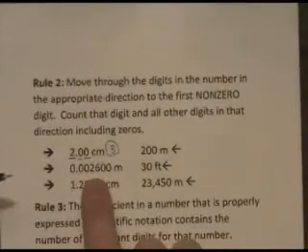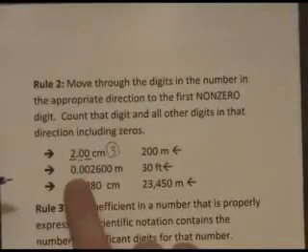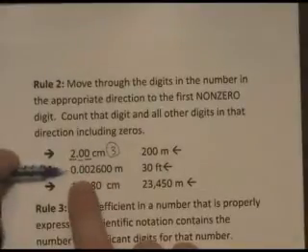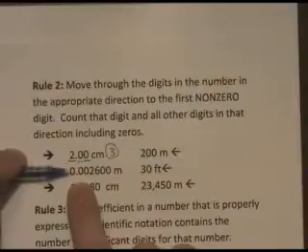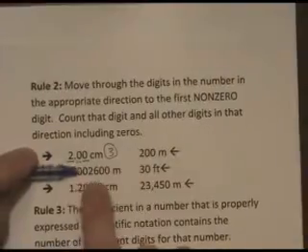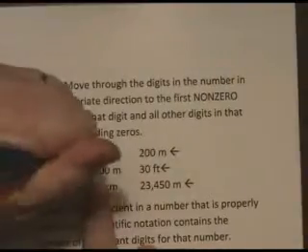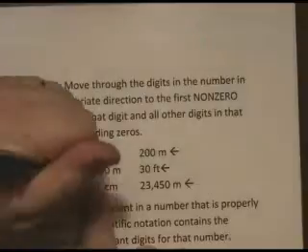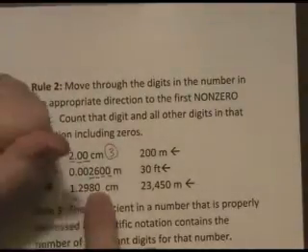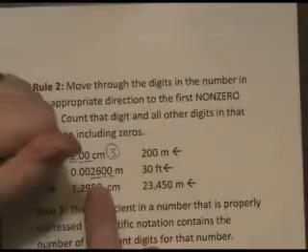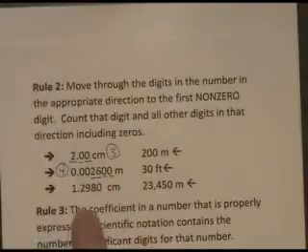The second number we have here, we apply the same rule. There's a decimal place present. We approach it from the left side. We go to the first digit that is not a 0, which is right here. It's the 2. We count that digit and all other digits, including 0, in that direction. So this number has 4 significant digits.